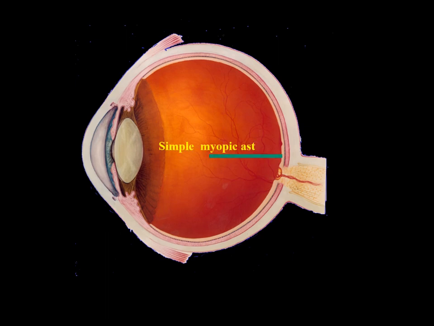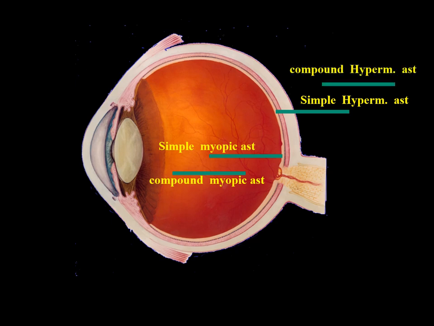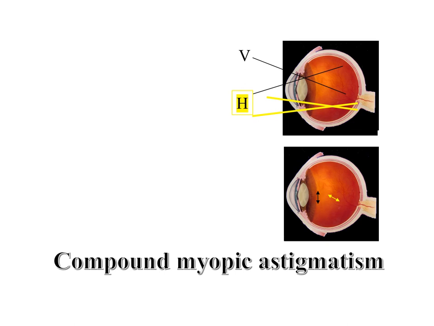Simple myopic astigmatism, simple hypermetropic astigmatism: one of the meridia on the retina. Compound myopic astigmatism, compound hypermetropic astigmatism: both meridia are on the myopic side or on the hypermetropic side. And mixed astigmatism: one meridian myopic, the second meridian hypermetropic. Here is an example of compound astigmatism. Rays horizontally are focused here, rays vertically are focused here, so this is the focus.